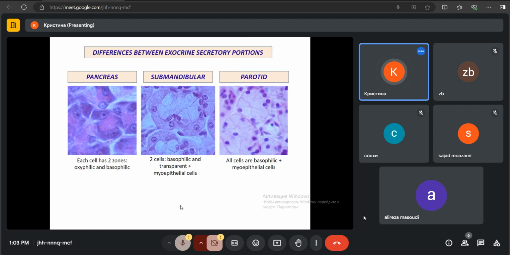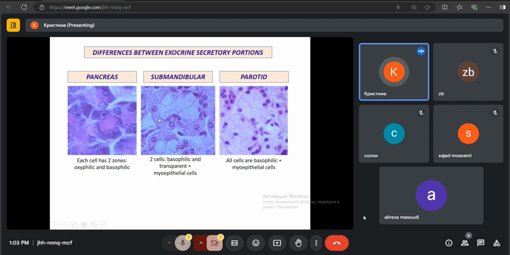Now, how to differentiate between the three similar looking glands? The pancreas and two kinds of salivary glands, submandibular and parotid glands. We should look to the single cell. So, in pancreas, one single cell, acinar cell, has two zones, oxyphilic and basophilic zone.